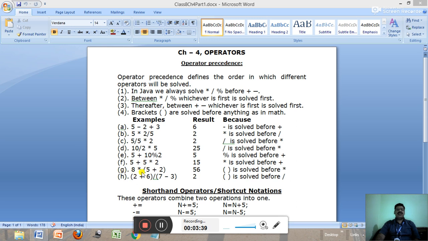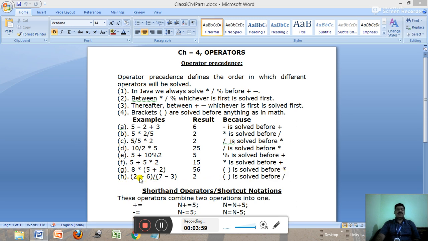G, 8 into, in the bracket, 5 plus 2. So see, brackets are solved before anything, as in math. The first bracket will be solved. So 5 plus 2, 7. Now 8 into 7, 56. Okay, the bracket is solved before asterisk, multiplication.